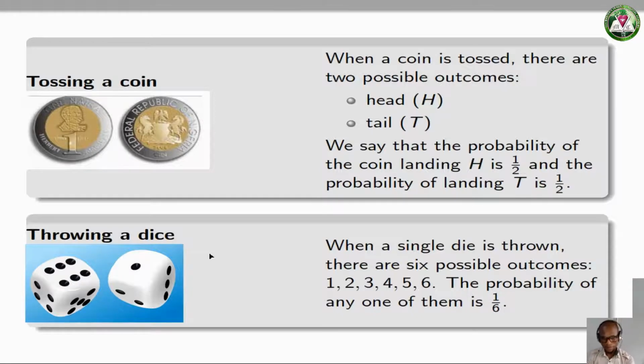Now let's look at throwing a die. In the picture you have two dice. When you throw a single die, remember a die has 6 faces, numbered from 1 to 6. One face has the number 1 on it, another face 2, another face 3, and so on, up to 6. When you toss a die, only one face can appear at a time. So the probability of one of the numbers appearing is 1/6. Why? Because there is only one possible face appearing, but there are 6 total outcomes.